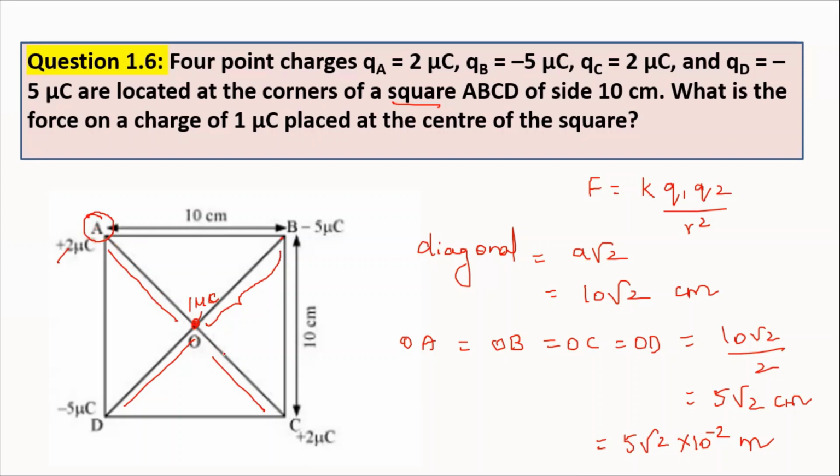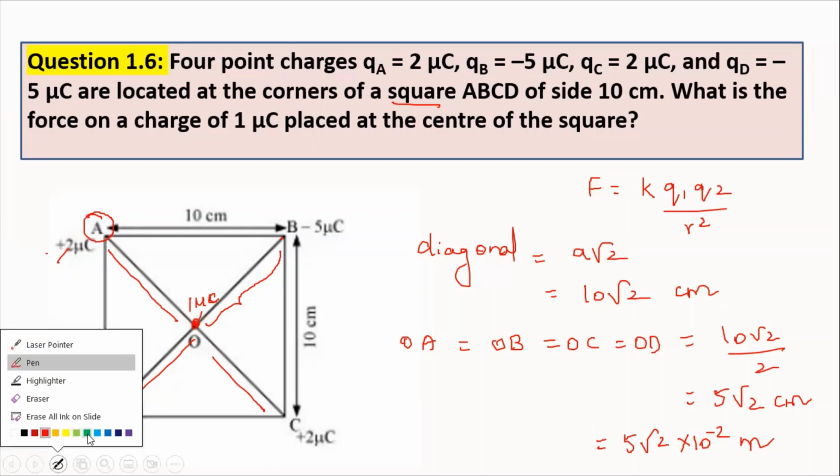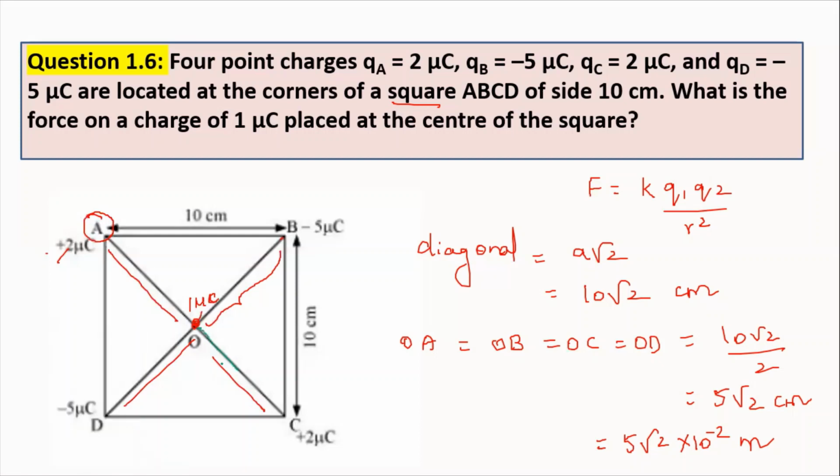Before doing the calculation, you should understand that this is a positive charge, and plus 1 microcoulomb is also a positive charge. You will experience repulsion. So in the direction of repulsion, this charge of 1 microcoulomb will be pushed in this direction. Similarly, when the charge at C exerts a force on the charge at O, it will also be repelled in this direction. First we will do A and C, then we will do B and D.